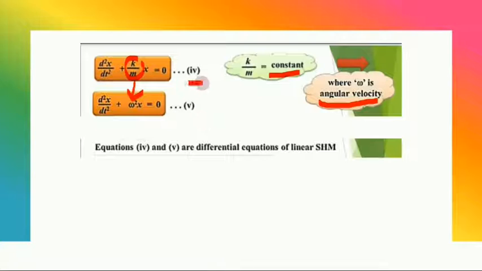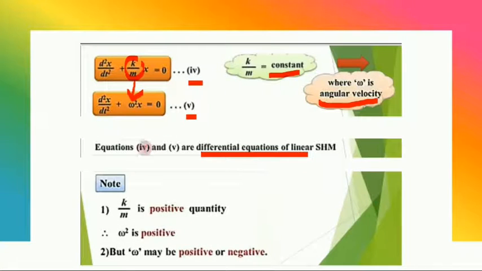From equation number 4 and equation number 5, both represent the differential equation of linear simple harmonic motion. From here we can note that k by m is a positive quantity, therefore omega square is also positive. But remember, omega may be positive or negative.